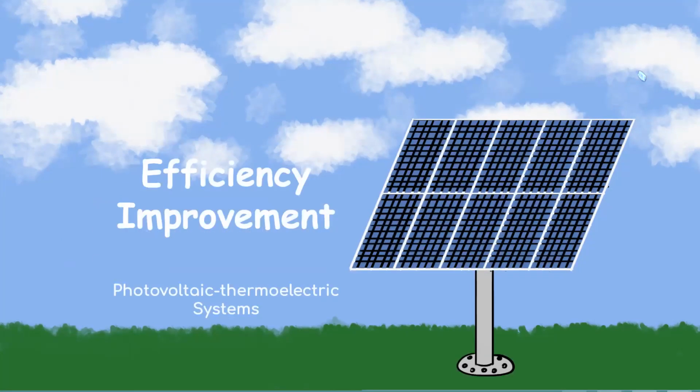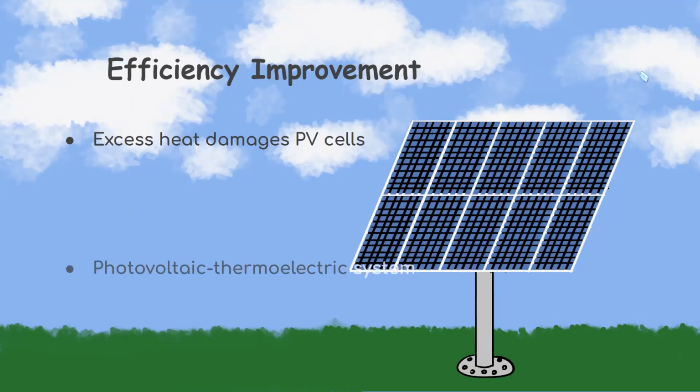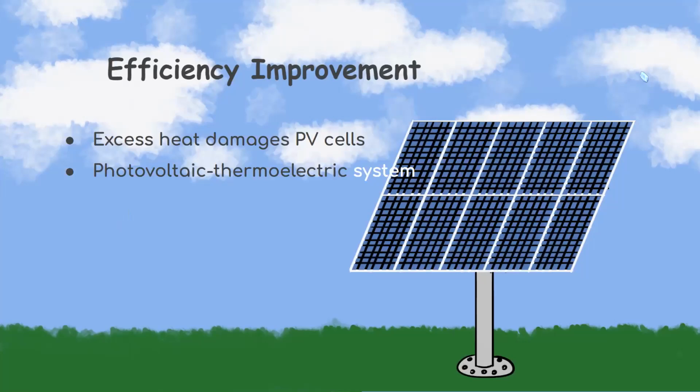Efficiency improvement, photovoltaic thermoelectric systems. As I mentioned earlier, the byproduct of solar energy is heat. And while this does not pose a threat to the environment, it does pose a threat to the photovoltaic panels themselves. This is because excess heat reduces efficiency and increases the cell aging rate. A method to both combat the heat issues and the efficiency issues is to utilize a photovoltaic thermoelectric system.